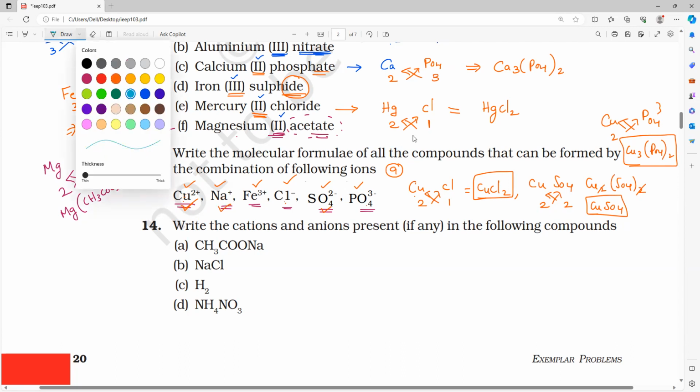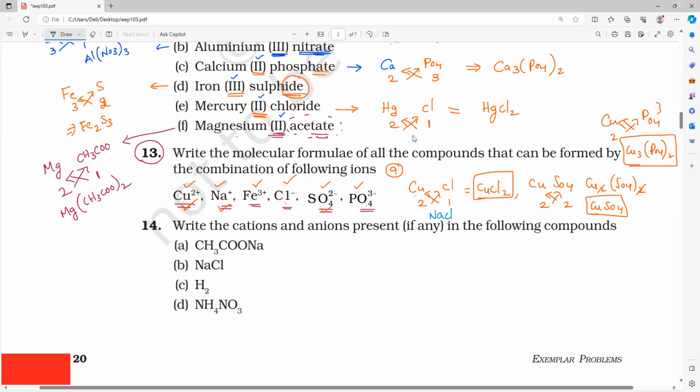Yes, sir. What is this? Sodium chloride, NaCl: Na plus 1, chlorine minus 1. Next, sodium sulfate. What will happen? Na2SO4. Next, sodium phosphate.